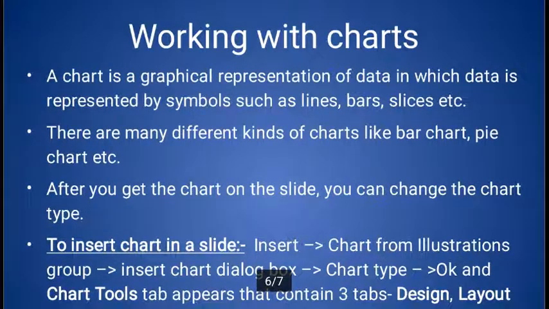Working with charts: a chart is a graphical representation of data in which data is represented by symbols such as lines, bars and slices. There are many different types of charts, like a bar chart, which means horizontal bars, and a pie chart, which means circular portions, where each particular part represents a different area, and so on. Pie chart, line chart, scatter chart, histogram. There are so many types of chart.